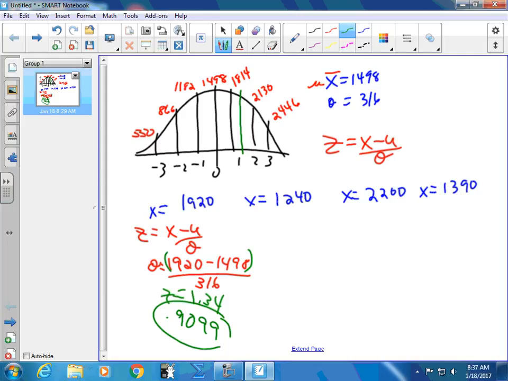I know you're all packing up, but let's do one more. 1240. Where does 1240 fall? Between what two numbers? -1 and 0. Look at here. 1240 falls right here. So I expect my z-score to be somewhere like maybe -1/2.